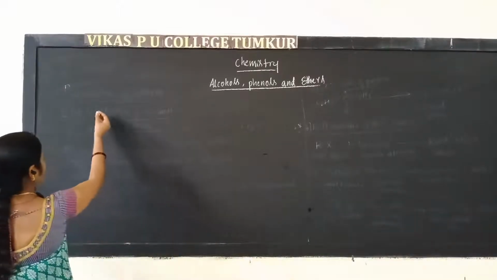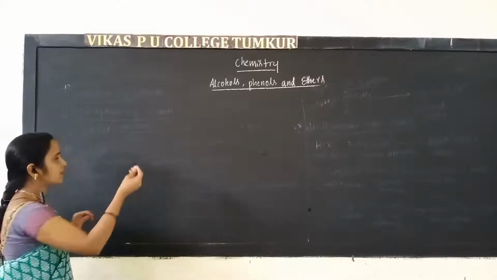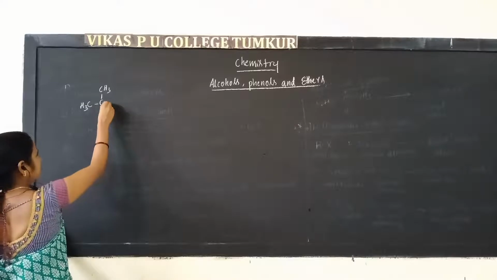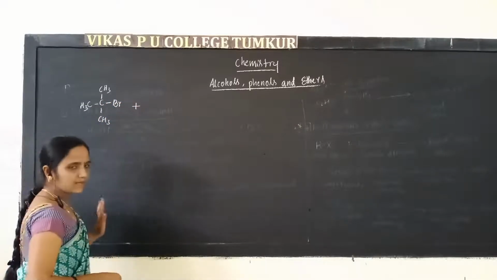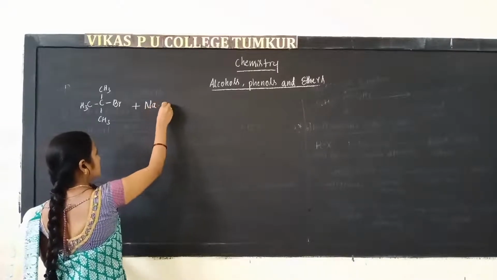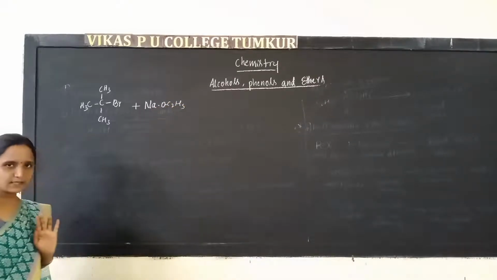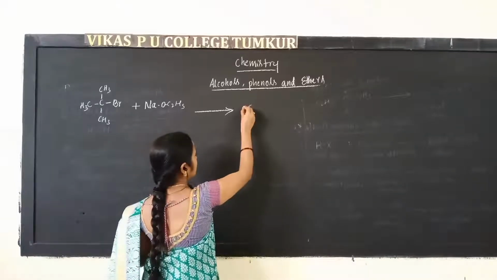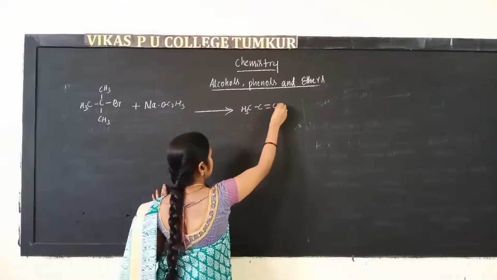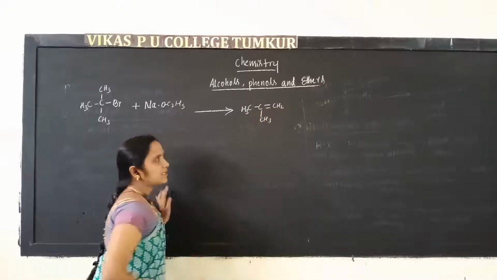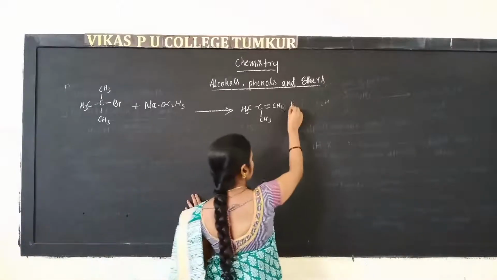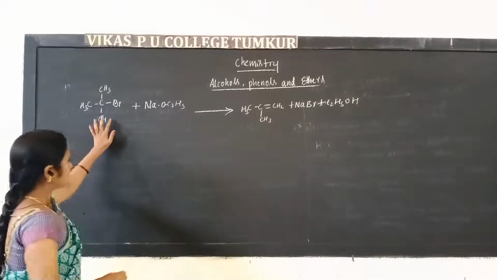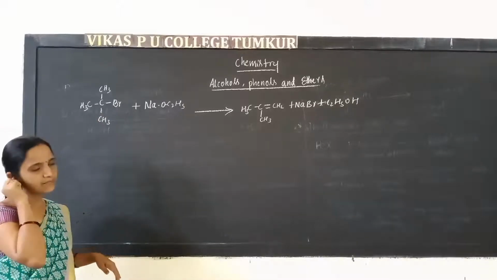Suppose instead of a primary alkyl halide, we take a tertiary alkyl halide, that is tertiary butyl bromide. If it reacts with sodium ethoxide, NaOC2H5, at that time it undergoes the elimination reaction, forming CH3C(CH3)=CH2, that is 2-methylpropene, plus NaBr plus C2H5OH. This means it undergoes the elimination reaction.